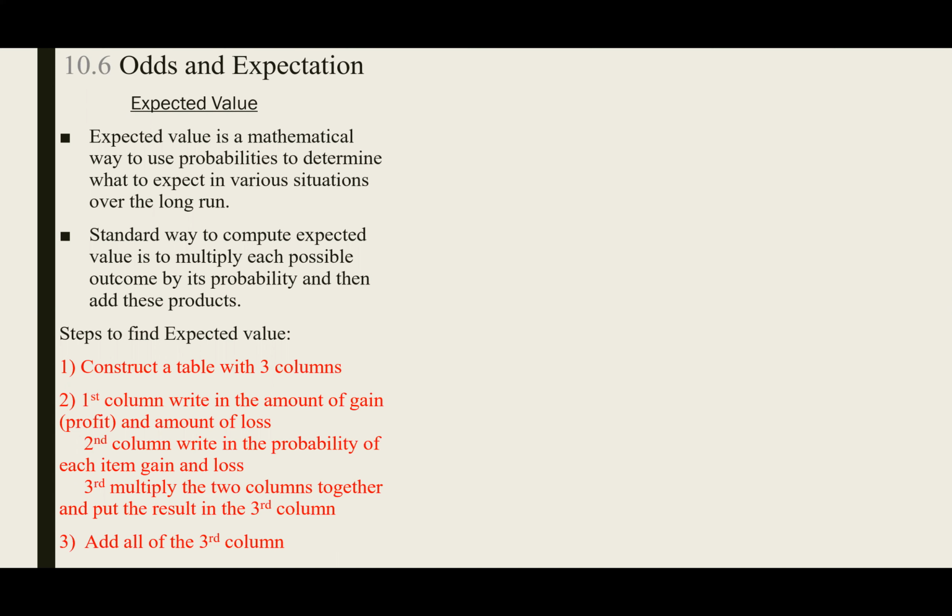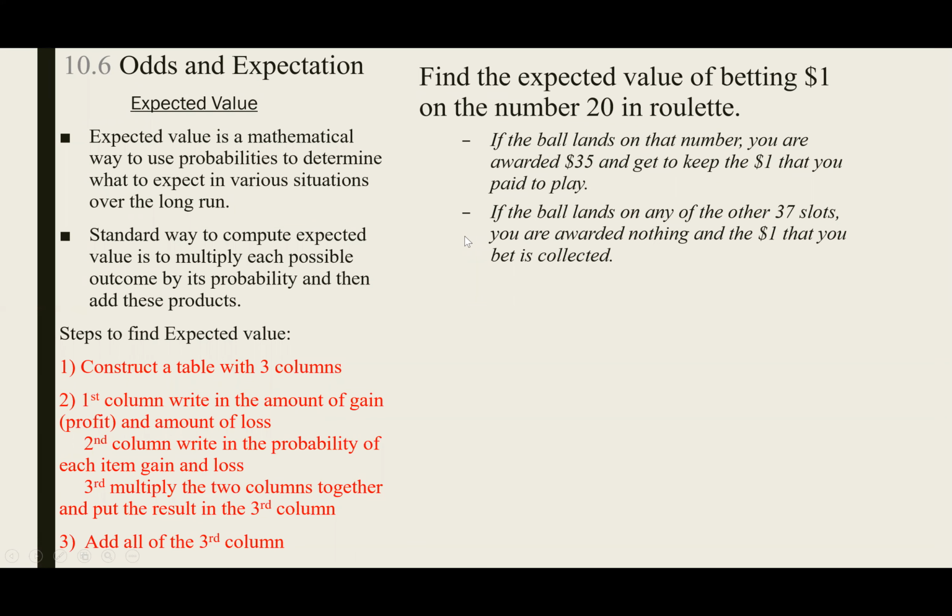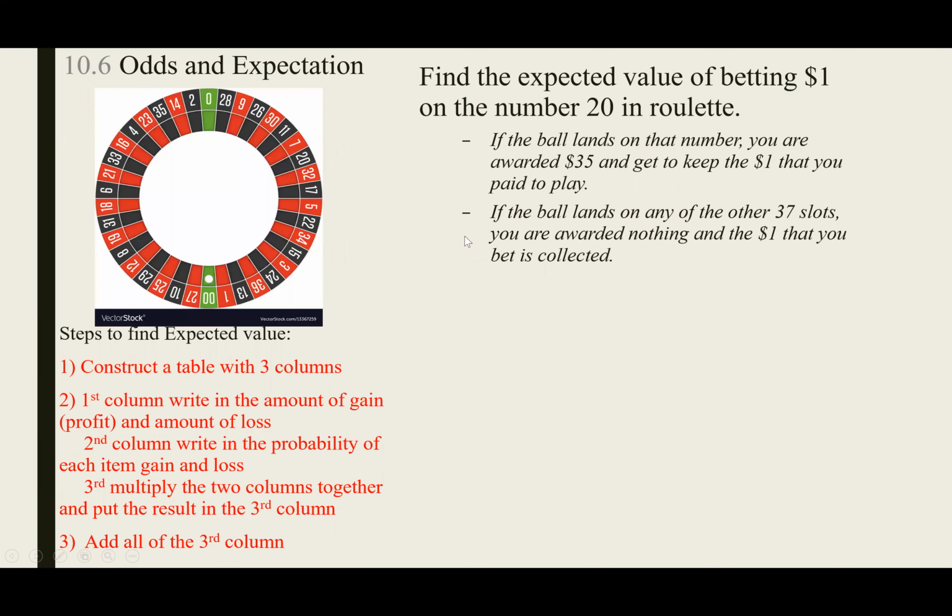Okay, so let's take a look at this in action. So let's say that this is your story. If you have ever gone to a casino, you probably saw this. Find the expected value of betting $1 on the number 20 in the roulette table. This is your roulette table right here. The dealer spins the ball, right? And it lands on a number, and you bet $1 on number 20.